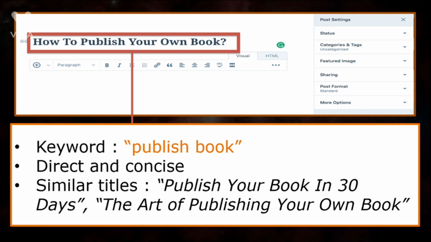Say you have a blog post in WordPress. In it, you have a post that talks about how to publish your own book. The most important keyword lies in your title. Would you write your title differently? Yes, you may, but keep in mind that you'll need to be direct and concise. Something like "Publish your book in 30 days" or "The art of publishing your own book." Similar keywords are maintained in both titles: publish, book.